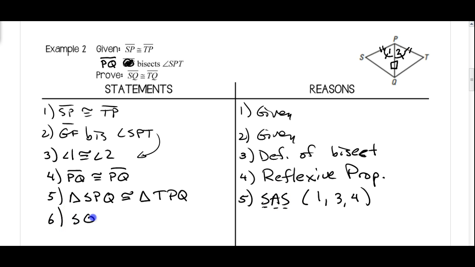And SQ and TQ are a pair of those corresponding parts. So those would be congruent by CPCTC. So again, I'm going to repeat. We only use this after we have triangles congruent. Okay, so you have triangles congruent, then you can use CPCTC.